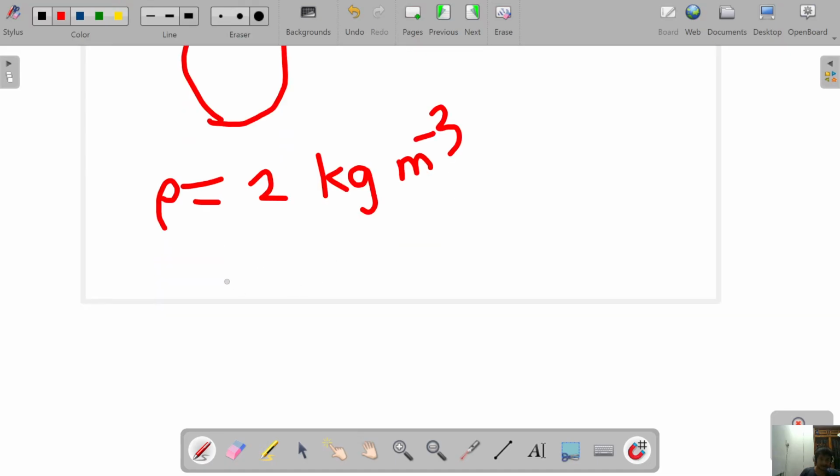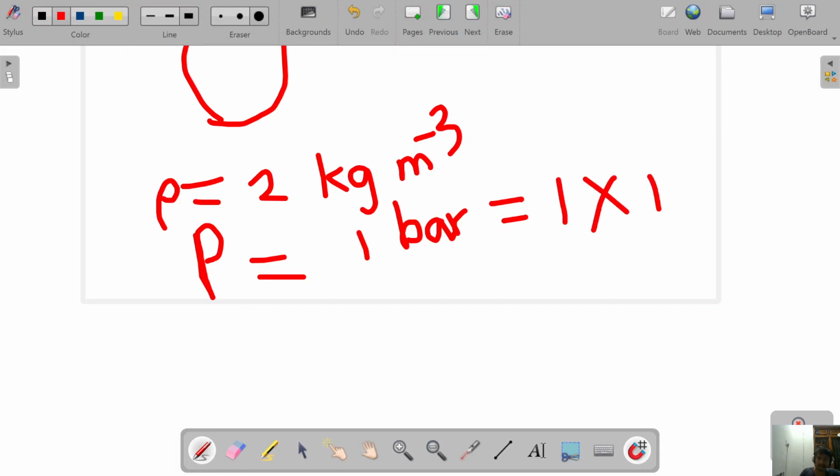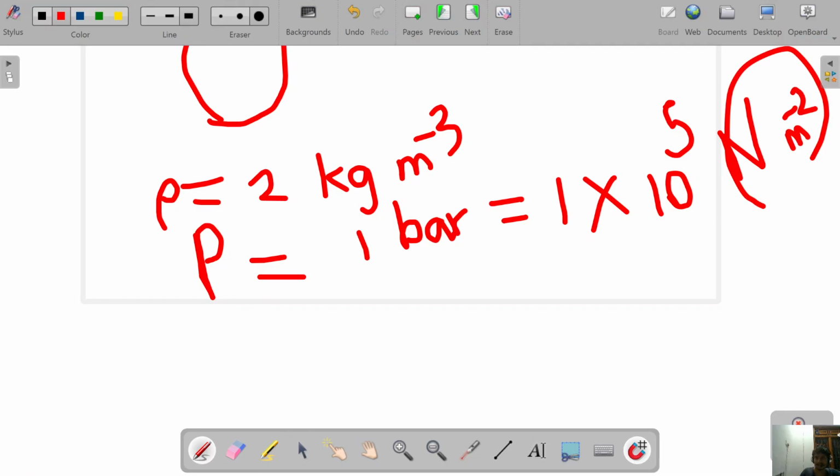The pressure P is equal to 1 bar. 1 bar is equal to 1 into 10 to the power 5 Newton meter minus 2, or we can use the unit Pascal instead of Newton meter minus 2. This is rho, and this is capital P, pressure.